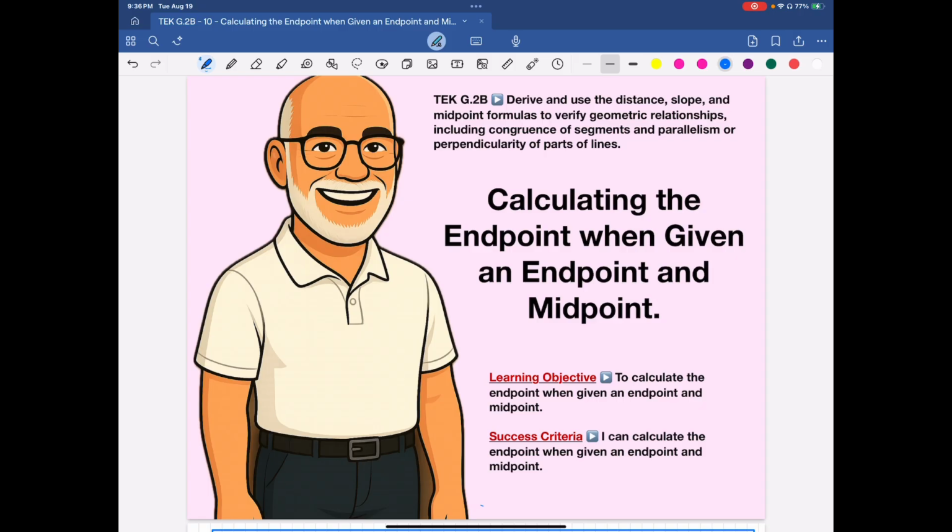Derive and use the distance, slope, and midpoint formulas to verify geometric relationships, including congruence of segments and parallelism or perpendicularity of parts of lines. Now, this video deals with calculating the endpoint when given another endpoint and the midpoint. Our learning objective is to calculate the endpoint when given an endpoint and a midpoint, and you will know you have mastered this objective when you can calculate the endpoint when given the other endpoint and the midpoint.